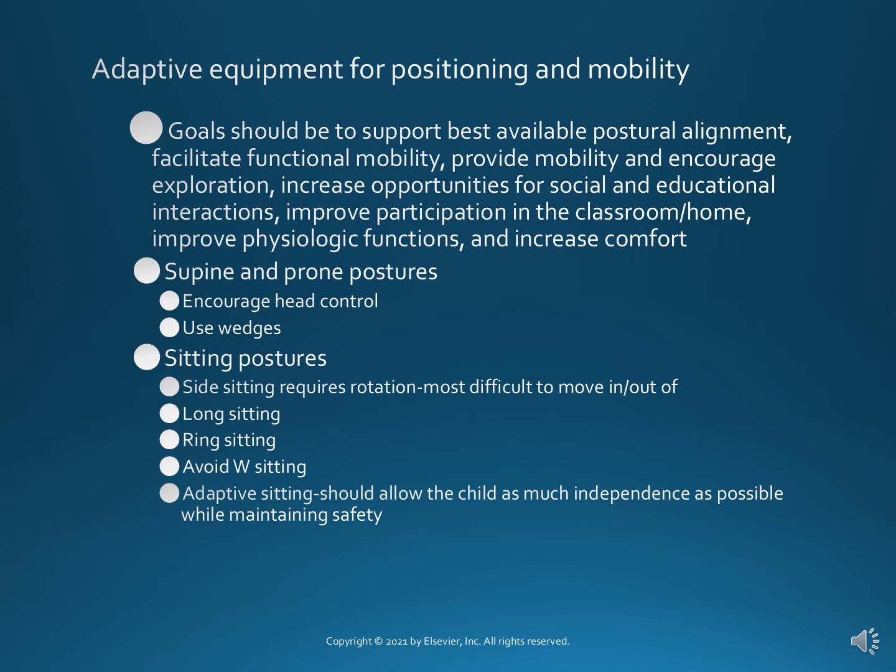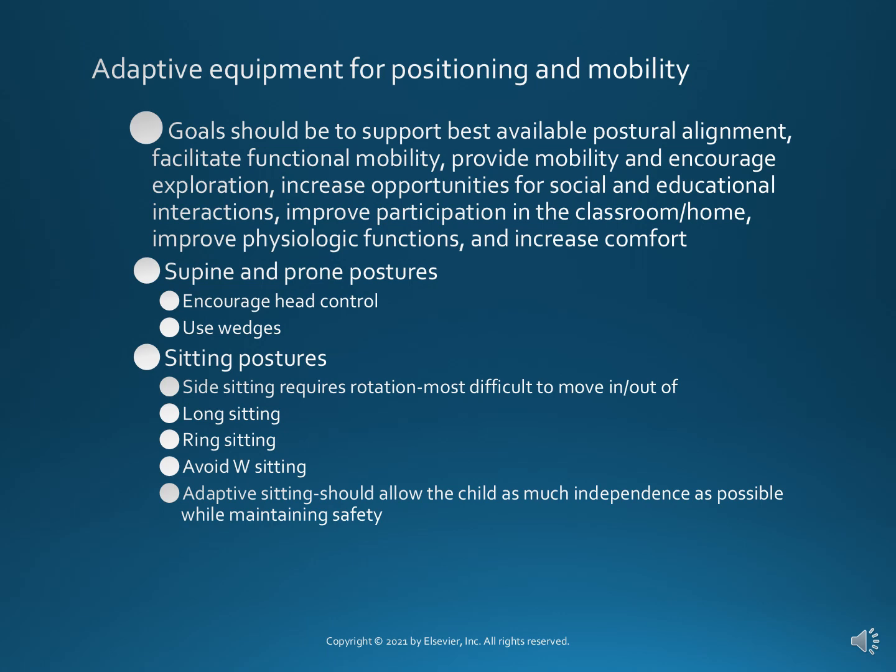When we need to utilize equipment for positioning, we look at, again, developmental sequence and where they fall on that, and selecting the most appropriate posture to promote positioning, and then what devices we need within that posture. Supine and prone postures typically are going to use wedges and bolsters and are used to encourage head control. Our sitting postures are going to vary depending on where the child is at in their level of trunk control. Side sitting requires rotation and is the most difficult to move in and out of, and so it is important to remember that when we are doing our seated progressions.